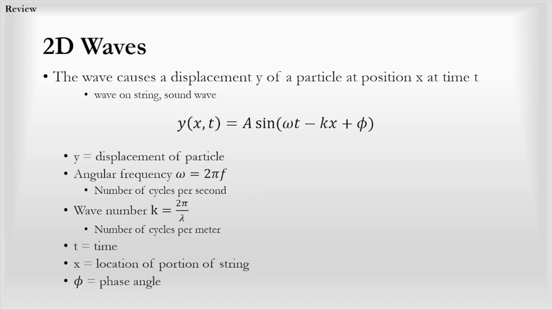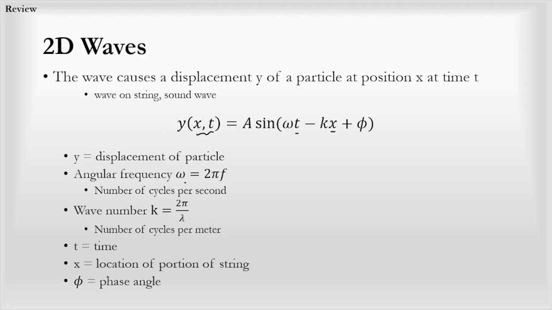Just a reminder about 2D waves. We have our 2D wave equation. It is a multivariate wave equation where it has a dependence upon position and time. So we have some displacement of a particle on a 2D wave. This is a mechanical wave, so we're looking maybe at a wave on a string, or sound waves follow this as well, where y is the displacement of the particle.